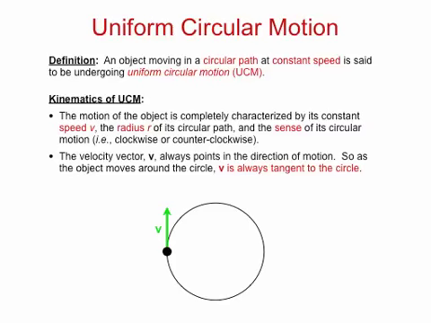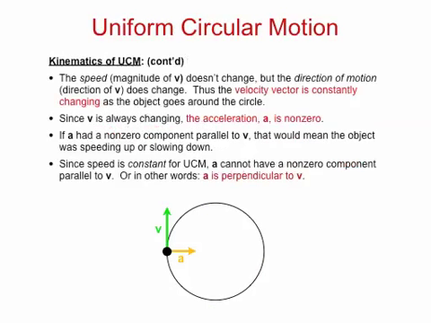Since a velocity vector always points in the direction of motion, the velocity vector of an object in uniform circular motion is always tangent to its circular path. Even though the speed of the object doesn't change, its direction of motion does change. This means that velocity is constantly changing as the object goes around the circle, because velocity incorporates both magnitude and direction. But since the velocity is changing, the acceleration, which measures the rate of change of velocity, is non-zero.